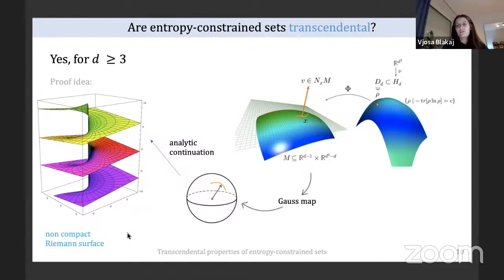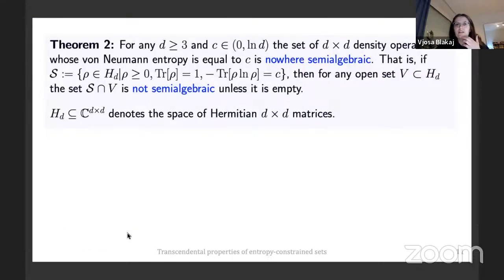And this is exactly how the fact that the logarithm is in the definition of the von Neumann entropy gives rise to the transcendental nature of the level sets of the von Neumann entropy. So what did we exactly prove? We showed that for dimensions greater than 2 and for entropy values not being extremal, the set of density operators with fixed von Neumann entropy is nowhere semi-algebraic, or is everywhere transcendental. So we work locally here by always intersecting with an open set in the space of Hermitian D by D matrices. And since we had this result, we thought, okay, what would happen if we would add more constraints to such a set, not only having a fixed von Neumann entropy, but some other constraints. And this is what I'll show.